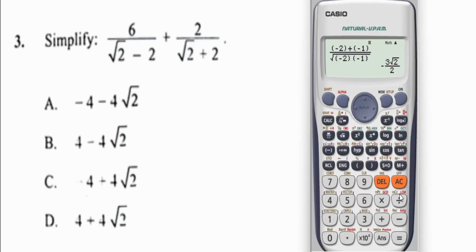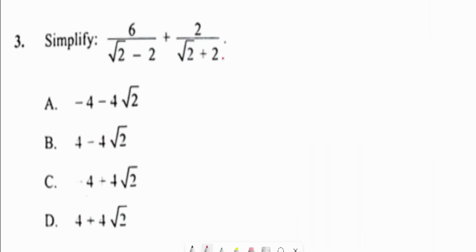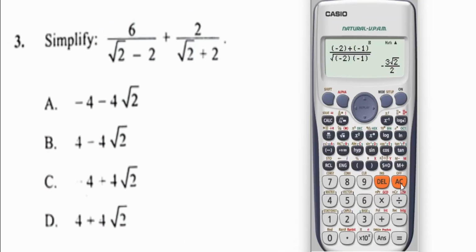And all we are going to do is to just put the problem in the calculator exactly the way we see it there. We are going to put this into the calculator just the way we see it here. So we start by pressing the AC button to clear the first calculation.